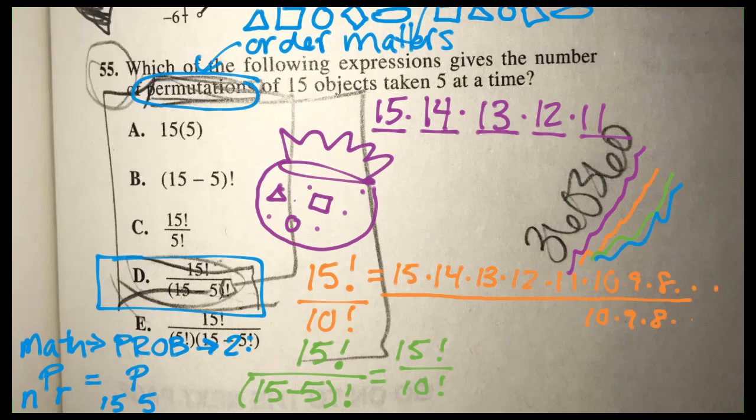You'll see under math probability, there is also a 3, which is nCr, and that's for combinations where order doesn't matter.